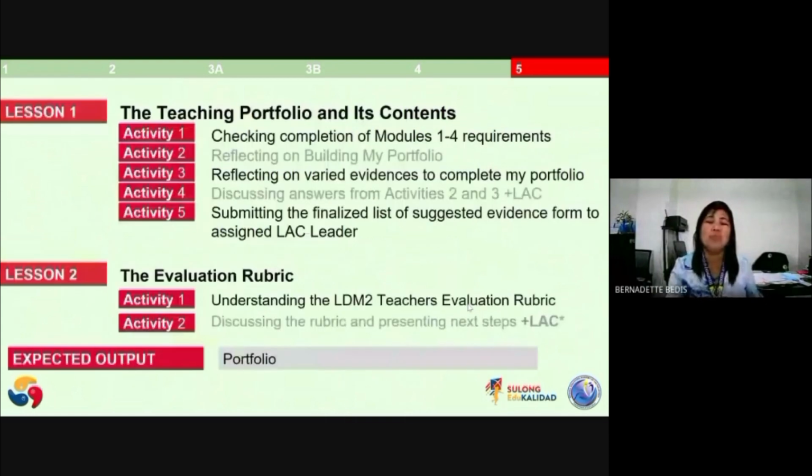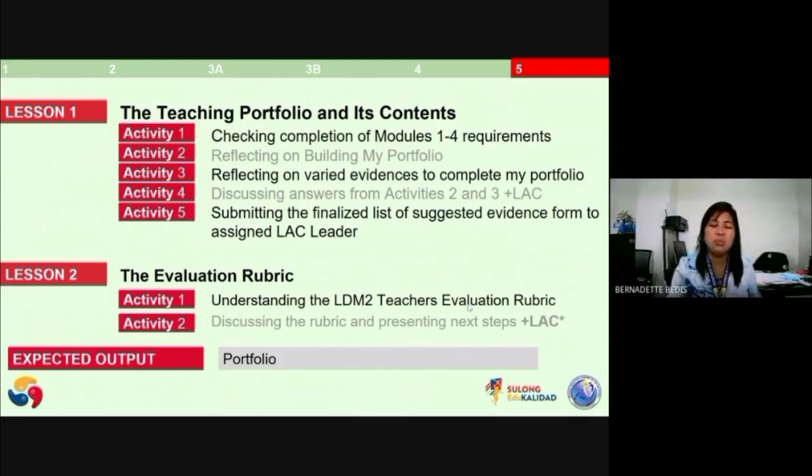So the lesson 1, the teaching portfolio and its contents, has 5 activities. Activity 1, checking completion of modules 1 to 4. Activity 2, reflecting on building my portfolio. Activity 3, reflecting on varied evidences to complete my portfolio. Activity 4, discussing answers from activities 2 and 3 of the LAC. Activity 5, submitting the finalized list of suggested evidence form to assigned LAC leader.